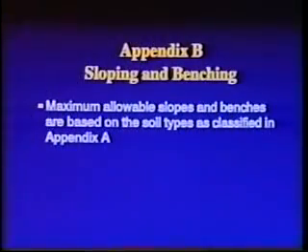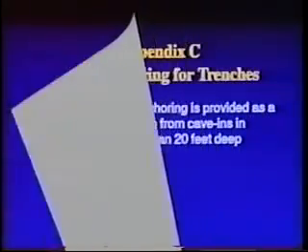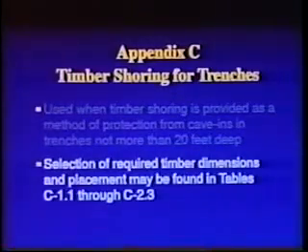Appendix B contains specifications for sloping and benching when used to protect employees from cave-ins. Maximum allowable slopes and benches are based on the soil types as classified in Appendix A and are found in tables B1 through B14. Appendix C contains information to be used when timber shoring is provided as a method of protection from cave-ins in trenches not more than 20 feet deep. Selection of required timber dimensions and placement may be found in tables C1-1 through C2-3.